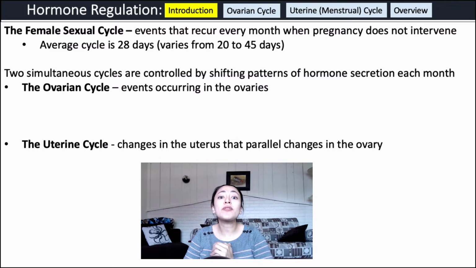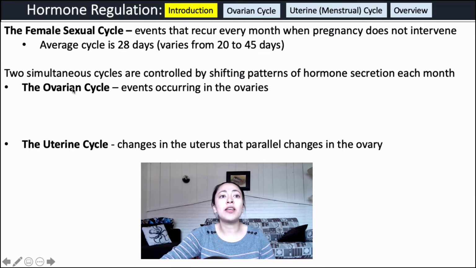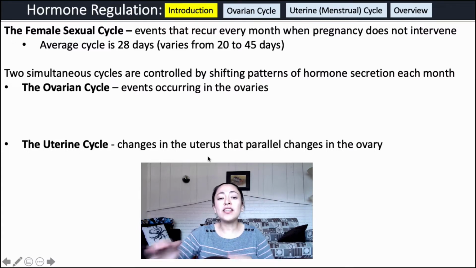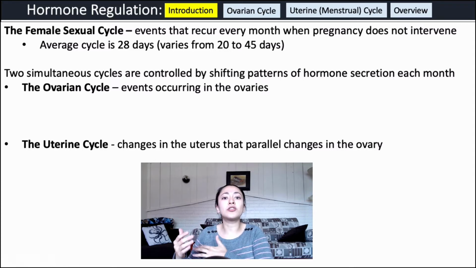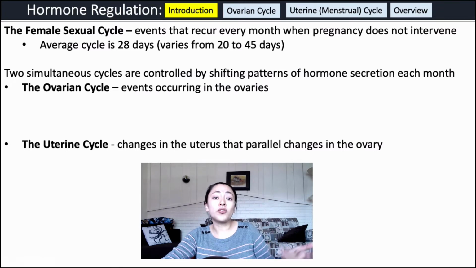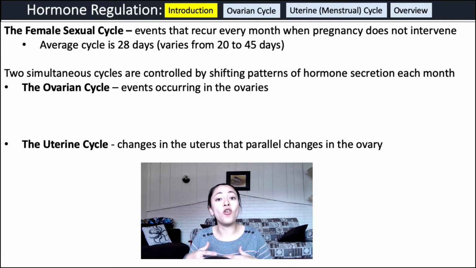During a female's reproductive cycle, there are 2 simultaneous cyclical events occurring each month, and these are controlled by shifting patterns of hormone secretion. The one place where these cyclical events are happening is within the ovaries. The other place where these cyclical changes are occurring is within the uterus. And the changes happening within the uterus are parallel to the changes happening within the ovaries. So in other words, the ovaries are secreting hormones that are controlling changes within the uterus. Let's look at the events that are occurring within the ovaries themselves.